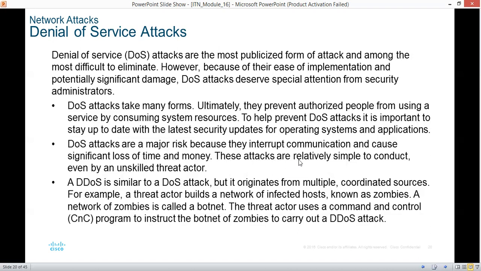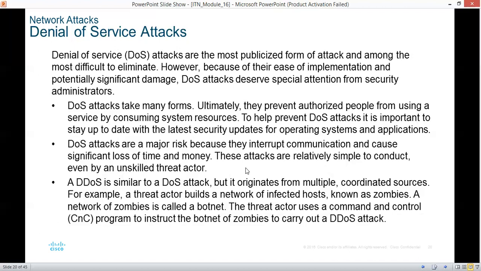These attacks are relatively simple to conduct, even by unskilled threat actors. So you don't really need to be skillful. You could just flood unnecessary packets to that network just to make them lose time and not be able to gain access. I remember the first day we had our first session, we did talk about the DOS.